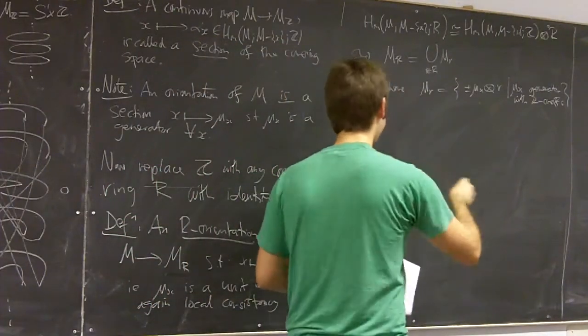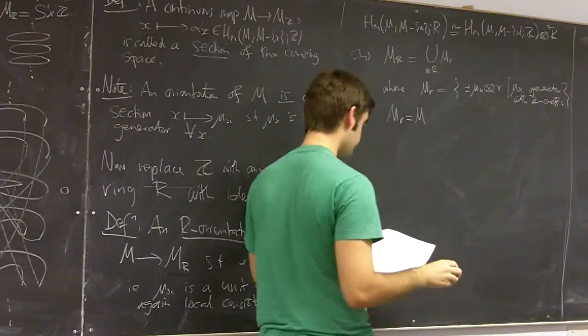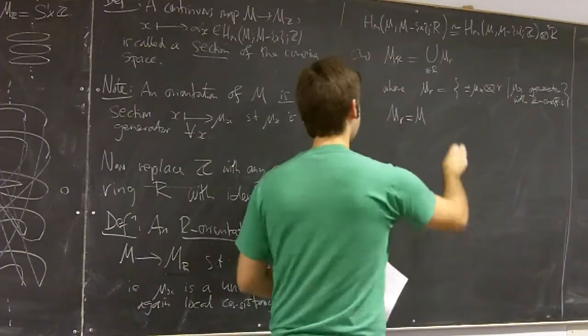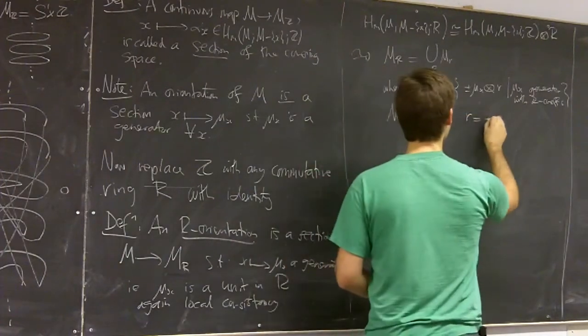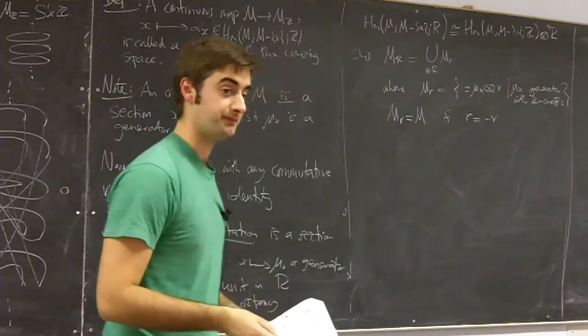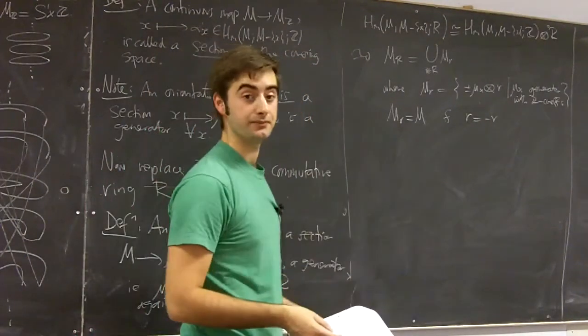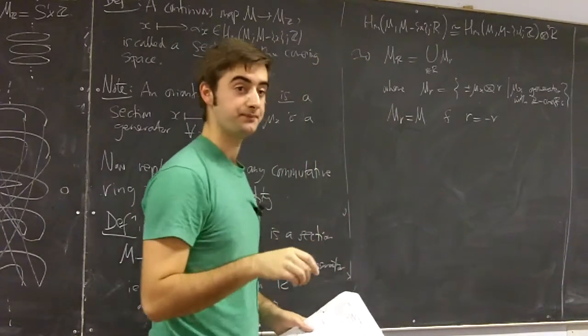So, M sub r just is a copy of M if our element r is equal to minus r. So, for example, if r has order 2, or if r is 0, then we just get a copy of M at height little r.